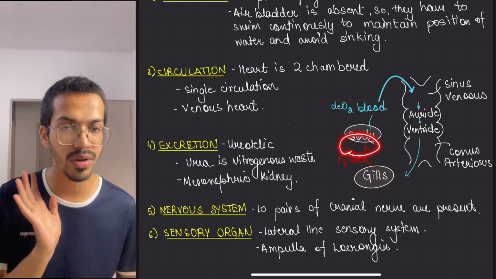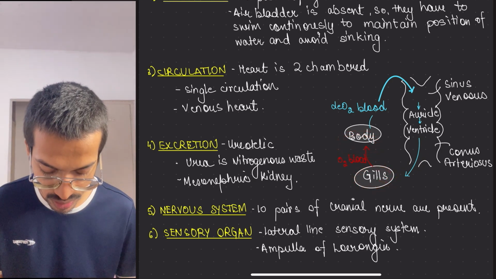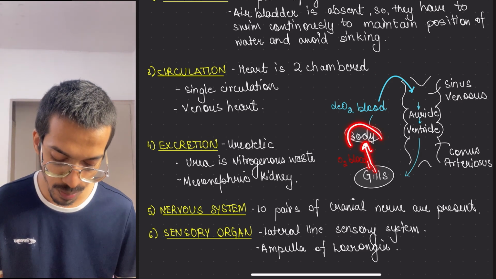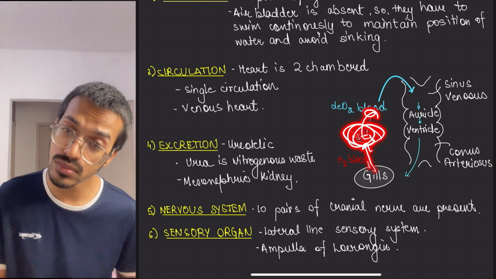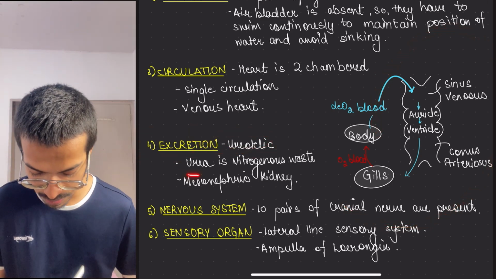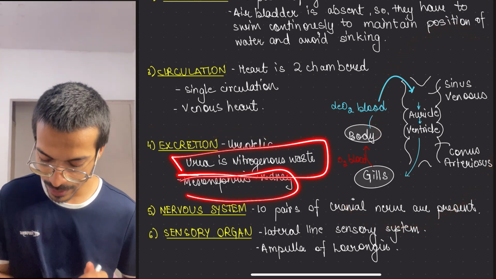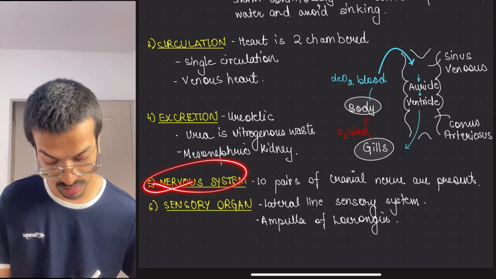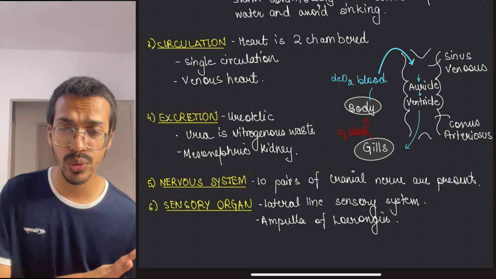So you understand the importance of gills over here, and from that gills it directly goes to the body organ. Body will release what? Deoxygenated blood. This process. Okay, excretion, ureotelic. Urea is the nitrogenous base. Mesonephric kidneys are there. This is the first which has the urea as the nitrogenous base.